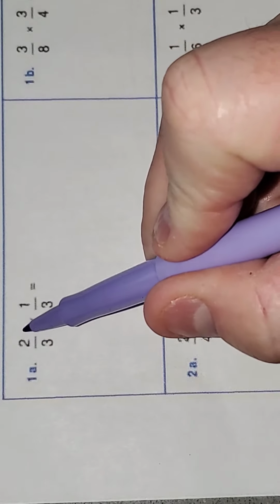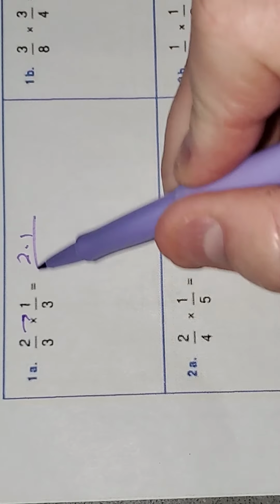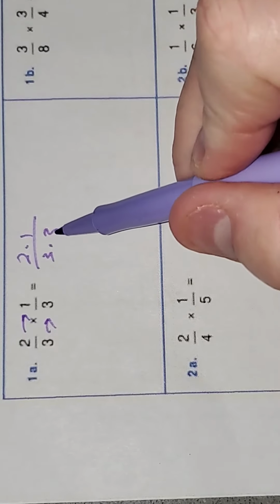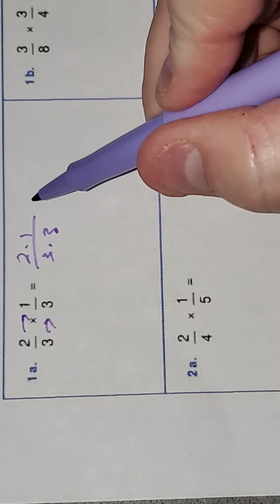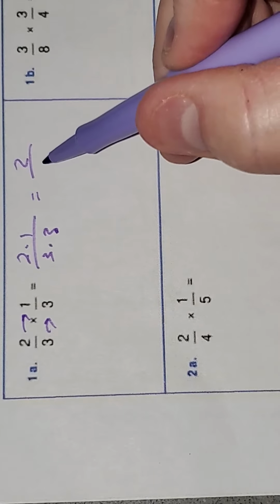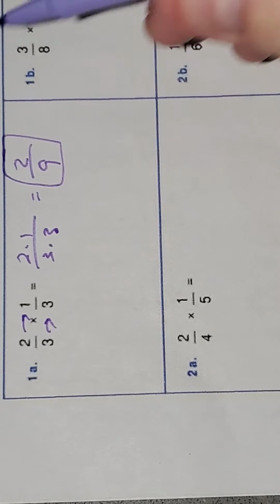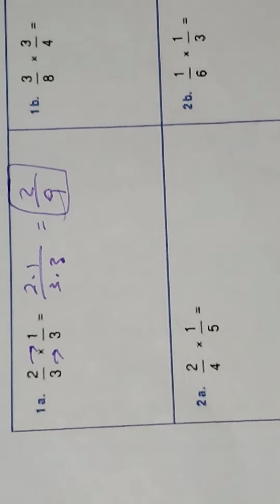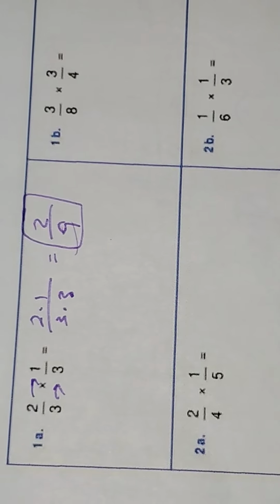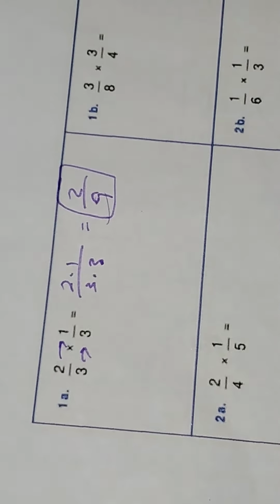Here, we're going to take the 2 times the 1 over the 3 times the 3. 2 times 1 is 2. 3 times 3 is 9. Since 2/9 is reduced as far as possible, we don't have to go any further. Okay.